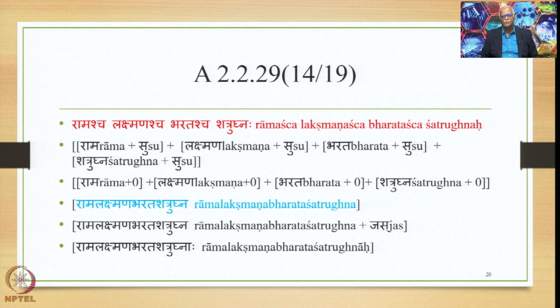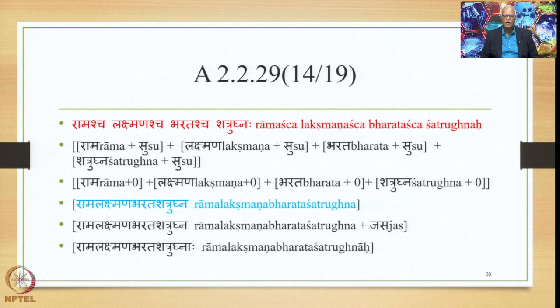Now, here is an example where more than two elements are compounded simultaneously. We have ramascha, lakshmanascha, bharatascha, shatrughnascha. So, this is the laukika vigraha, and the alaukika vigraha is Rama plus Su, plus Lakshmana plus Su, plus Bharata plus Su, plus Shatrughna plus Su.